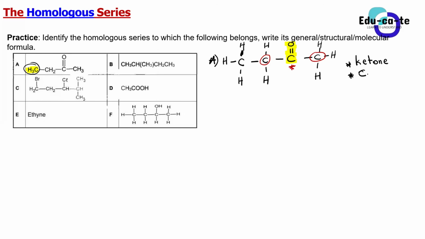Okay, C is equal to 1, 2, 3, 4 carbons, and H is equal to 1, 2, 3, 4, 5, 6, 7, 8 hydrogens, and 1 oxygen. So this is the complete molecular formula. Guys, the general formula is the one that you write as CnH2nO because it is general. It applies to all compounds of that homologous series. This applies to all ketones.